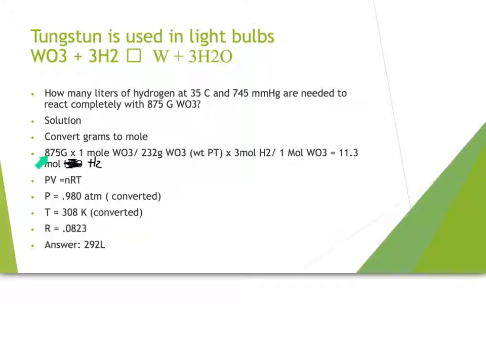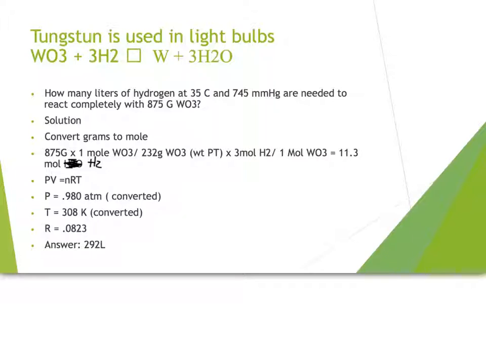So we take our 875 grams of WO3 times 1 mole of WO3 over the weight of WO3 from the periodic table. We will use our coefficient ratios. Right here we have the 1, and right here we have the 3. We do our math. We get 11.3 moles of H2.